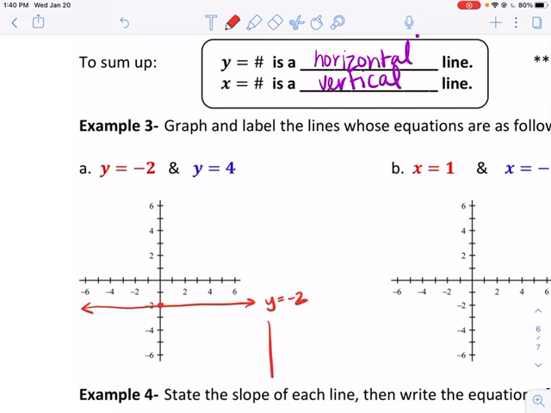If I were to make a table for this, then I'd have -2, -2, -2, and 1, 2, 3. So I go to x is 1, y is -2, and that's right there. X is 2, y is -2. There we go. All those points are on that line, so I know I did it right.